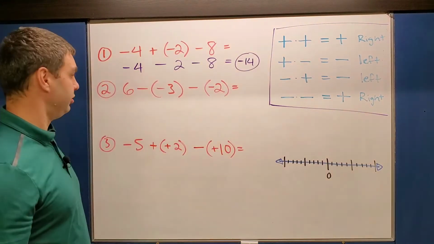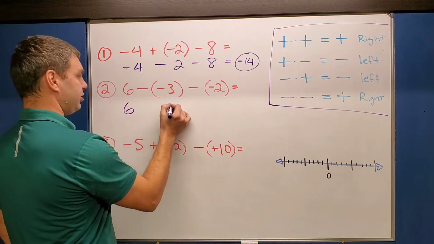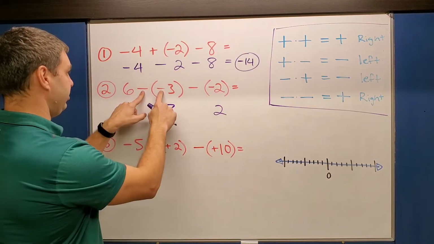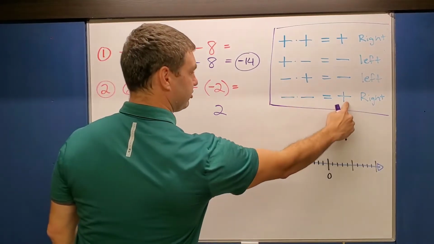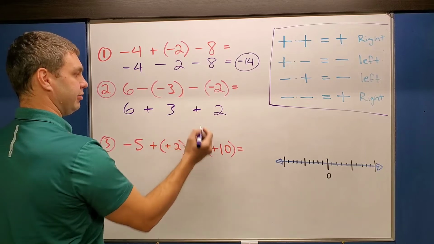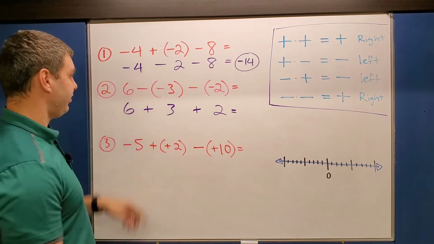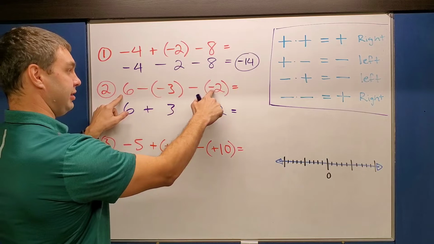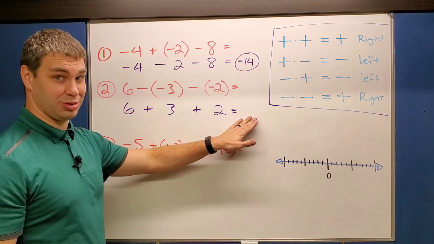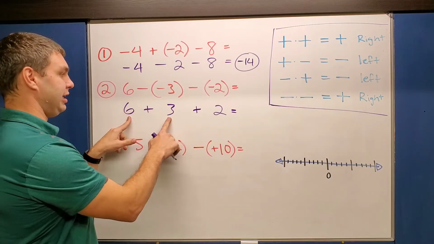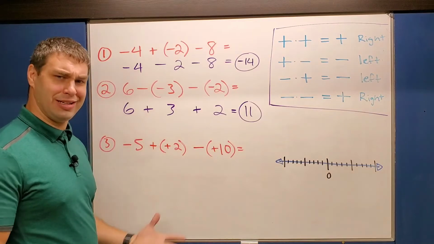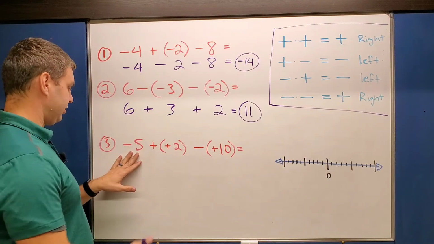All right, what about number 2? Again, just write your numbers, and let's replace our signs. Here I have two negatives next to each other. Two negatives equal a positive. And again, two negatives equal a positive. So now, instead of saying 6 minus -3 minus -2 equals, what this is really saying is 6 plus 3 plus 2 equals what? 6 plus 3 is 9. 9 plus 2 is 11. 11 is your answer. Wasn't that easier? Yeah. All right.